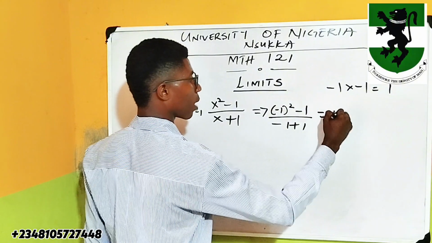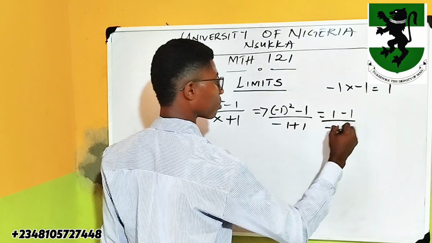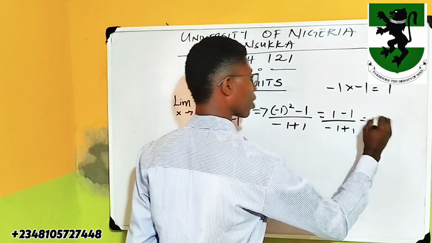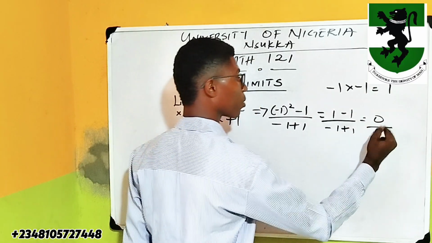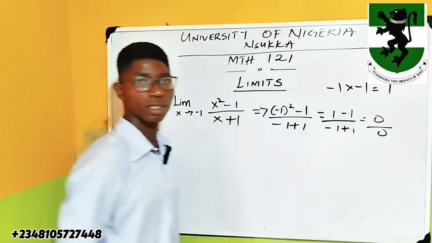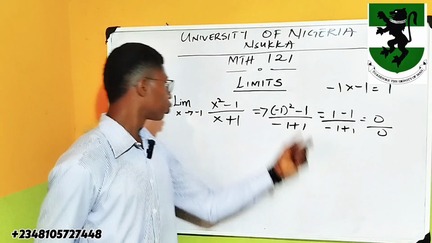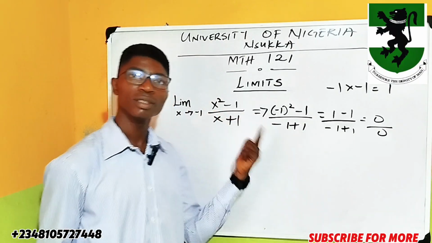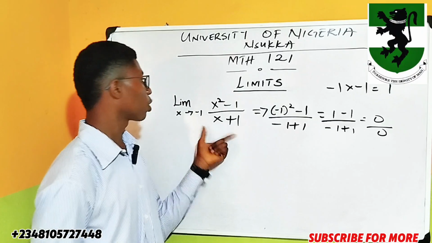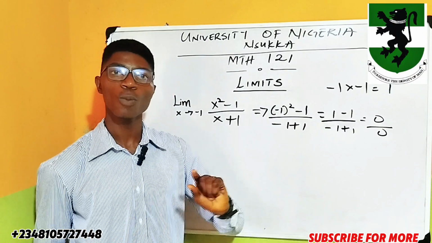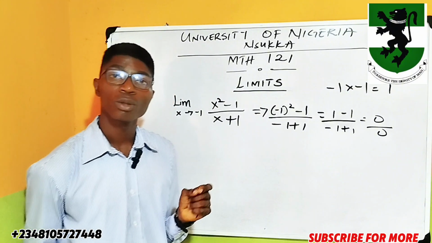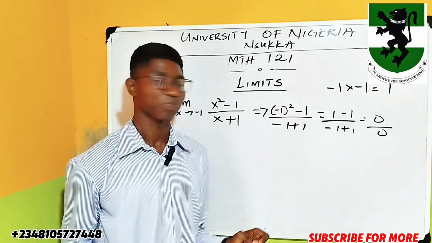So we have 1 minus 1 all over minus 1 plus 1. 1 minus 1 is 0, and minus 1 plus 1 is 0. And this is what? Indeterminate. This is not a solution to this limit question. We're going to devise another means of solving this question. We can solve this question by two methods. One, the L'Hopital's rule, and the second method is the method of differences of two squares.